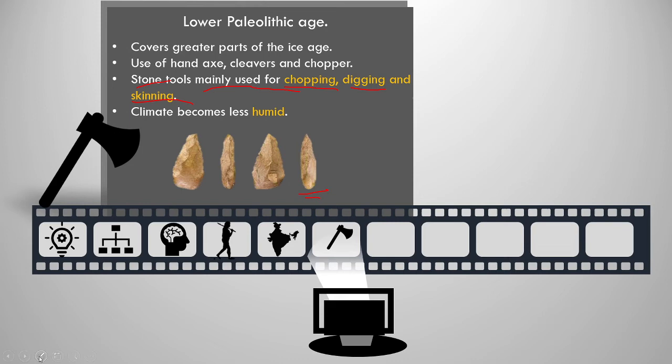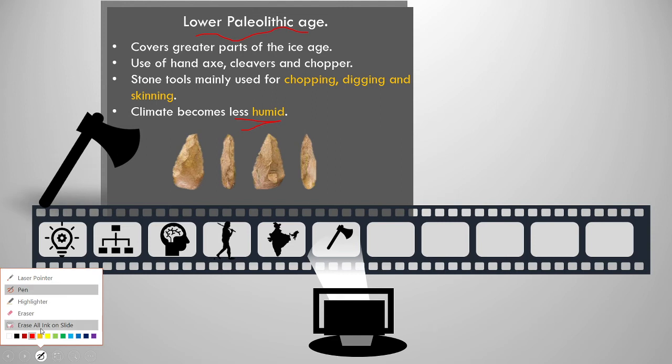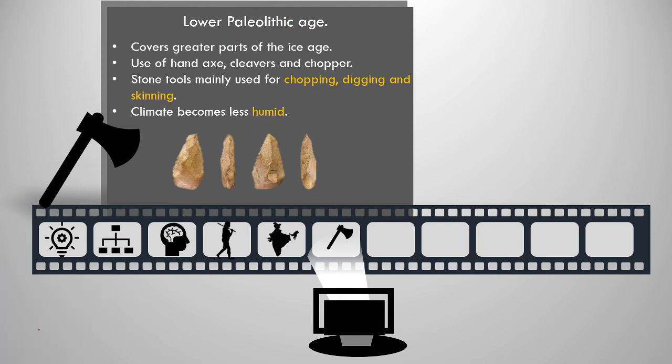Okay. Now then comes the climate. So climate is less humid in lower Paleolithic age. It's not very humid, it's less humid, I can say.